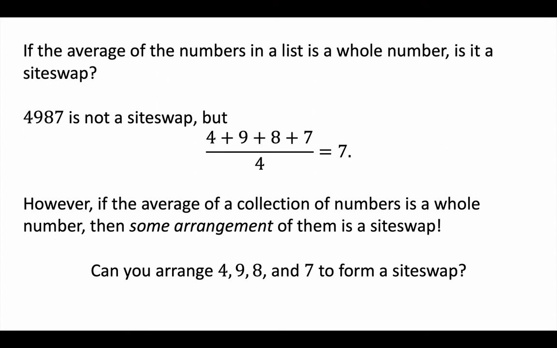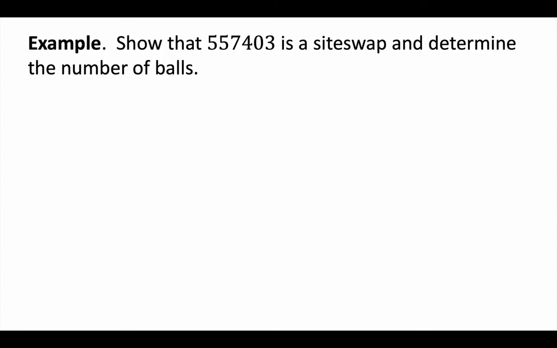To wrap up this video, I want to give one final example just to show all that we've done, and then we'll discuss where we go from there. 557403. It's a siteswap. We're going to show it's a siteswap, and we're going to determine the number of balls using both the div theorem and the average theorem.